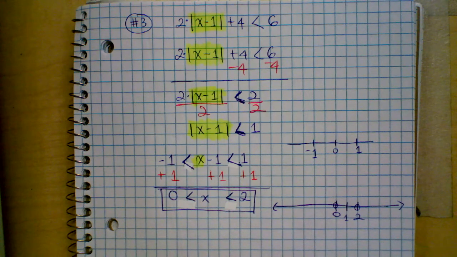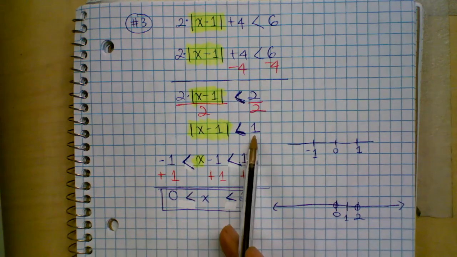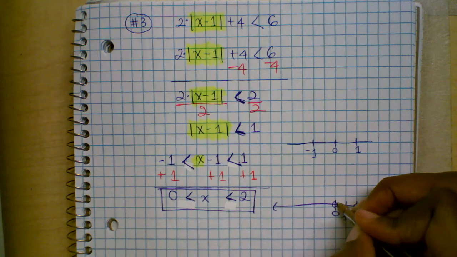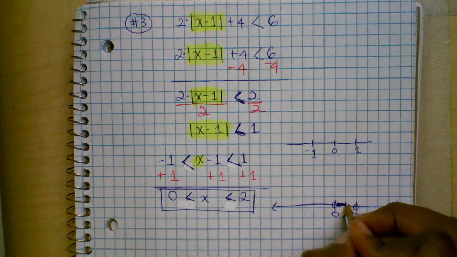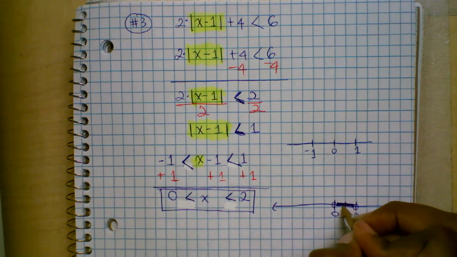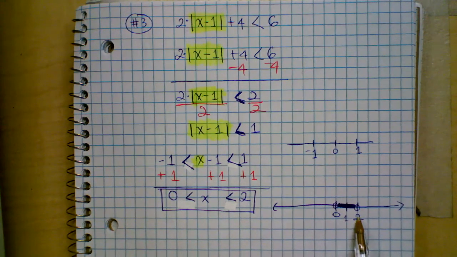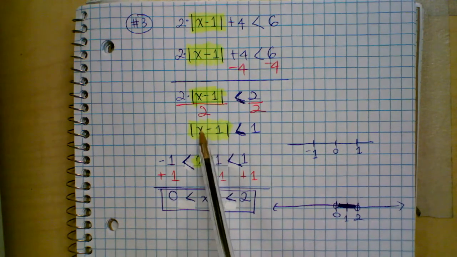Since we're finding the distance that is less than 1, the numbers need to be within, so I'm going to shade all the numbers right here between 0 and 2. Make sure you have an empty dot at 0 and an empty dot at 2. Empty dot means do not include the x value as part of the solution. So the numbers that make this inequality true are the numbers between 0 and 2, not including 0 and 2. Why? Because if you plug in 0, let's check our work.